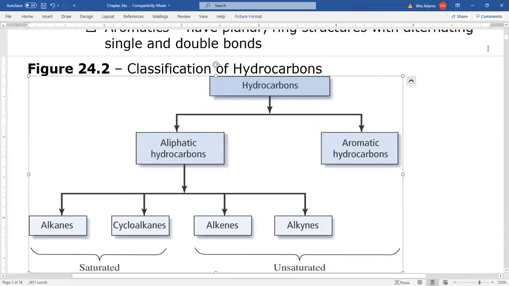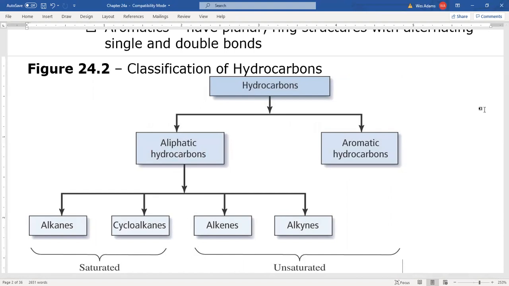So if we just look at this flow chart, we've got all hydrocarbons, then we got what we call aliphatic versus aromatic. So anything that's not aromatic, like say our friend benzene, is going to be aliphatic. And so we can have hydrocarbons that are saturated, meaning they don't have any double or triple bonds in them, like alkanes and cyclic alkanes, which we'll talk about both. Or they can be unsaturated, like alkenes and alkynes, and even our aromatics are unsaturated, meaning they have at least one double or triple bond in them.